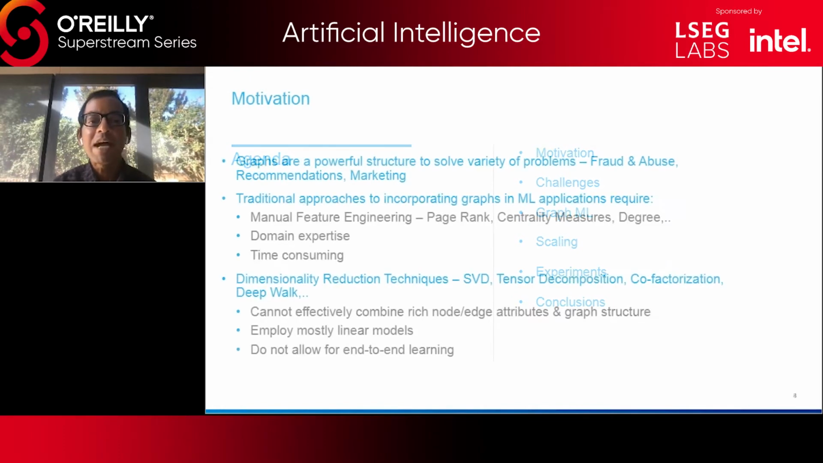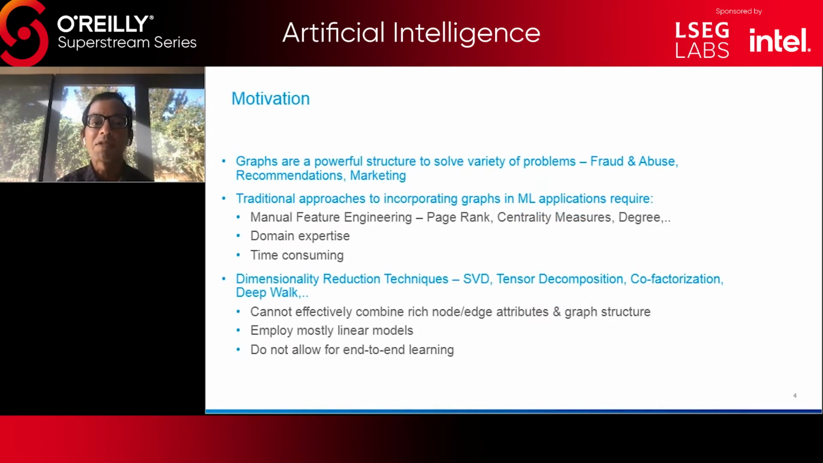So graphs are a very powerful structure for a variety of problems. Underlying fraud and abuse, the bad guys don't operate in isolation. They always have a form of network, and you try to catch one bad guy and they spread the network to other parts and move around between IP addresses, homes, and other geolocations.